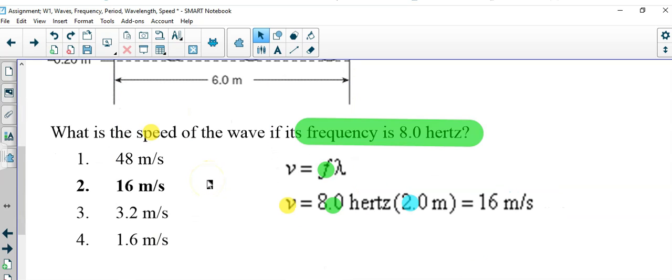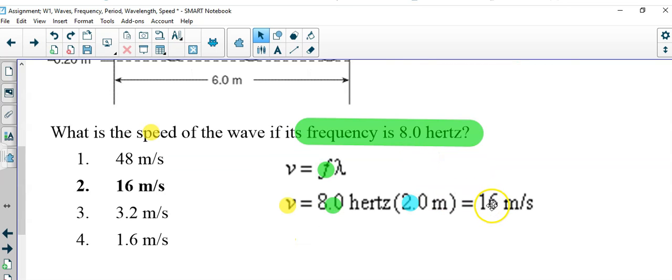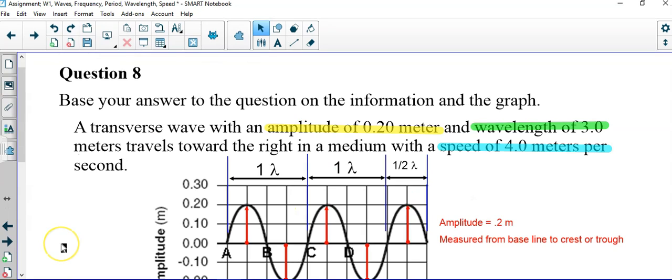Now they ask you what the speed is if the wave has a frequency of 8 hertz using v = fλ. f is this highlighted green 8 hertz, and the 2 meter wavelength, which we calculated above off the diagram, gives you 16 meters per second. It's that simple. Let's move on to another one.